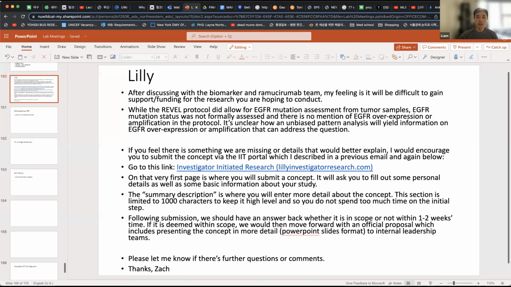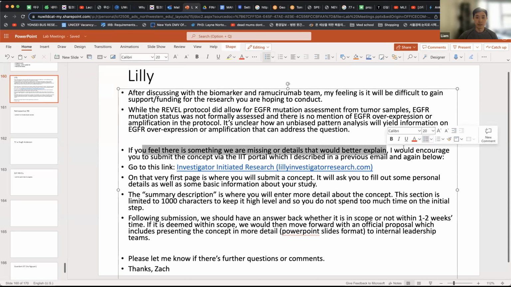Yeah, so nothing much on my end. Just one quick thing to show you. This is the final email received from Lily regarding the trial proposal. Basically, it's a no, saying it'll be difficult to gain support. But they're saying if you feel there's something we're missing or details that we can explain, we can submit the concept.